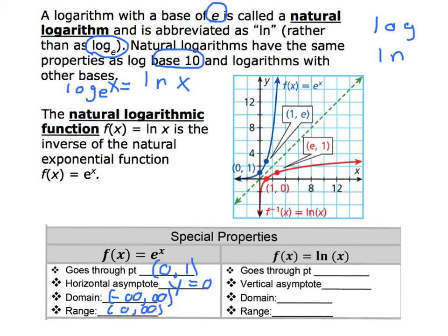Okay, now, let's take a look at the log function. Notice, remember I said they were inverses of each other. Therefore, it's going to go through the point (1, 0). The vertical asymptote this time is going to be x equals 0. Now, your domain and range switch again. So it's going to be from 0 to infinity for the domain, and your range is from negative infinity to positive infinity. Okay, make sure you get these properties down.